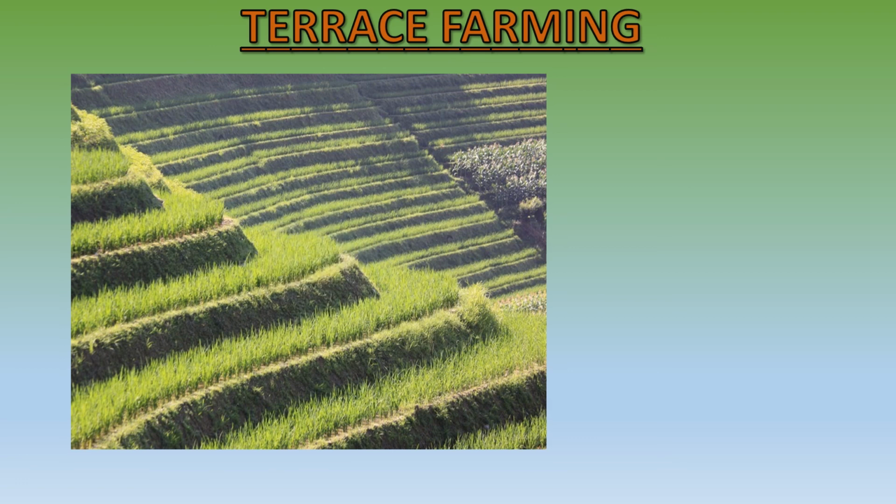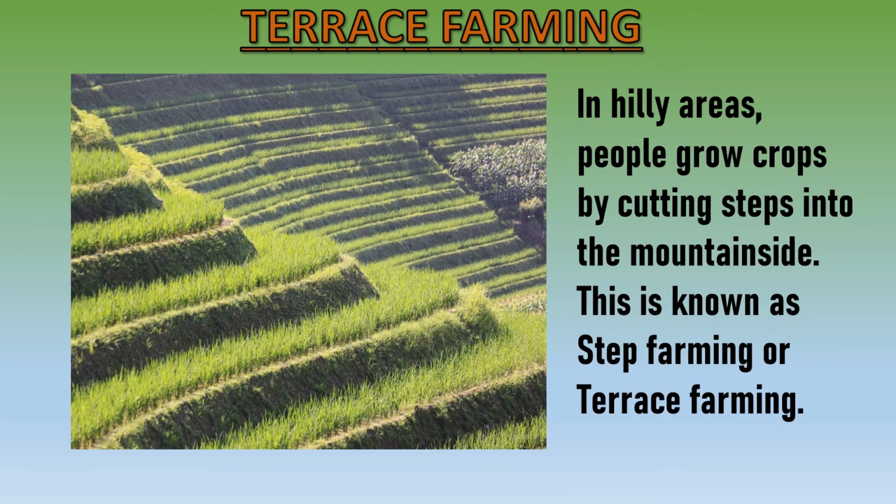The mountains are cut into steps, and on each step, plants are grown. This is how terrace farming is done. In hilly areas, people grow crops by cutting steps into the mountain side. This is known as step farming or terrace farming.